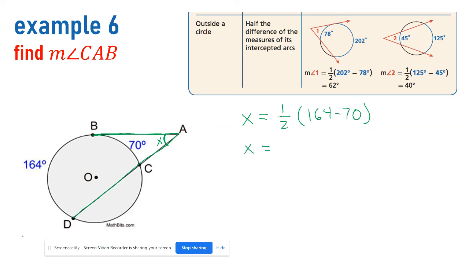So let's go ahead and finish this. 164 minus 70 is 94. Then we'll take half of 94. That's going to give us 47. So x here is 47 degrees. We have a 47-degree angle. All right, one more example.